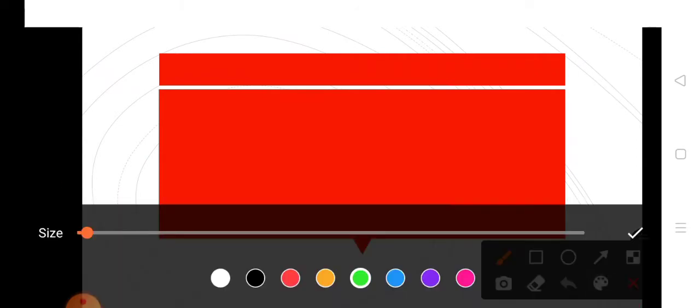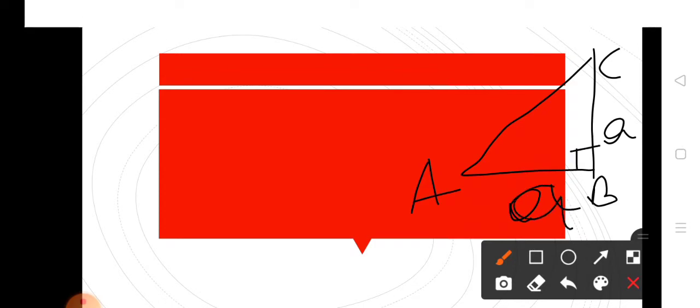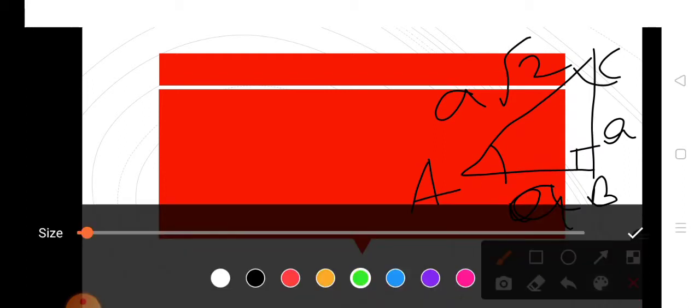I rough the triangle, yeah. Let me draw again. This was A, this was B, this was C, this was A, this was A, this was 90 degree, and then this was 45, 45, this was A root 2. Now we find the sine 45 degree just now. Now in the same way we'll do for cos 45 degree also.